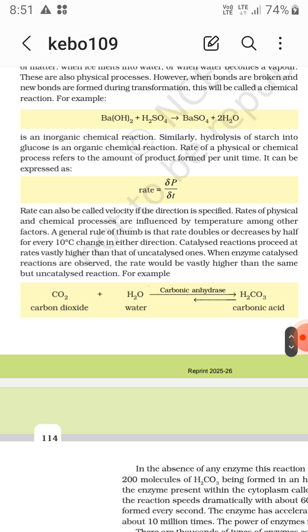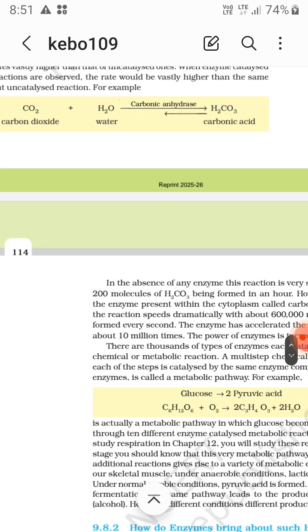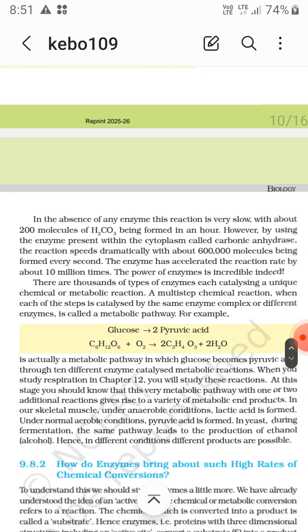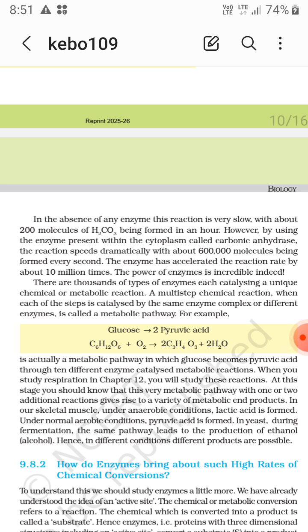So CO2 plus H2O, that is carbon dioxide plus H2O, in the presence of carbonic anhydrase, form carbonic acid, that is H2CO3. Okay. So in the absence of any enzyme, this is a very slow reaction, like 200 molecules of H2CO3 being formed in an hour. But when the enzyme is used, like 6 lakh molecules are formed in every second, which increases the rate by almost 10 million times.